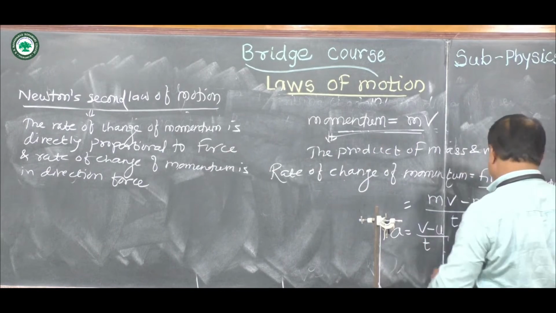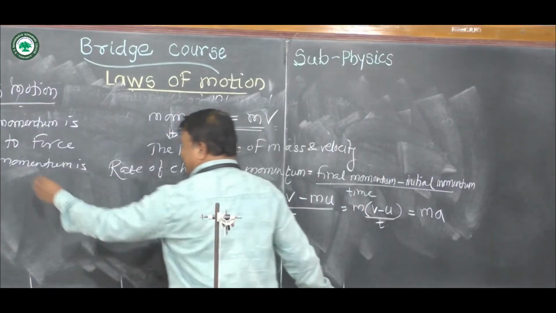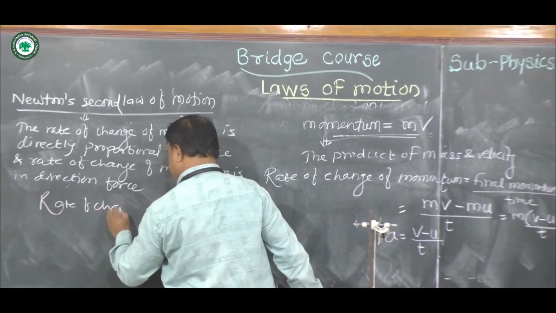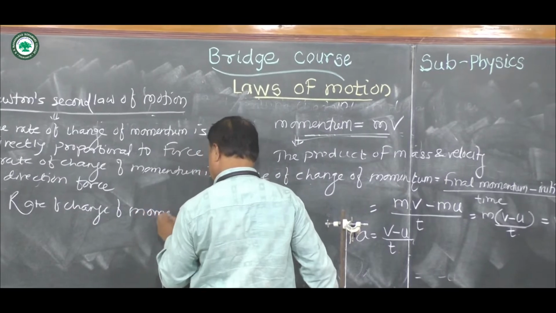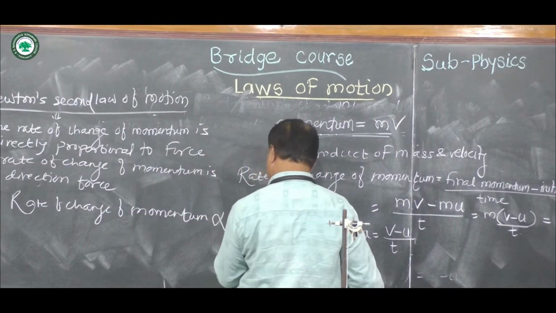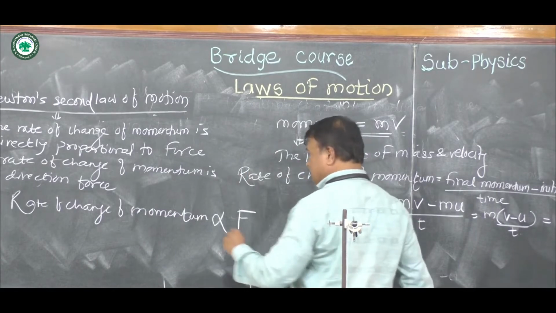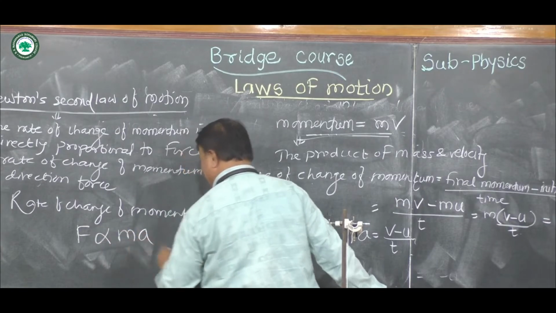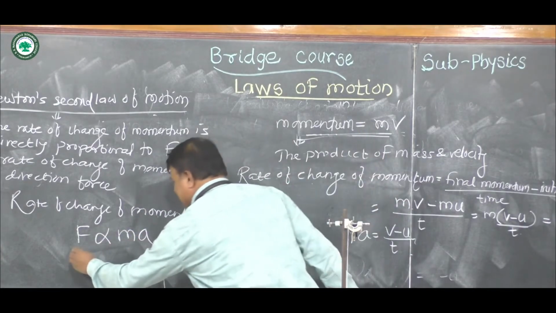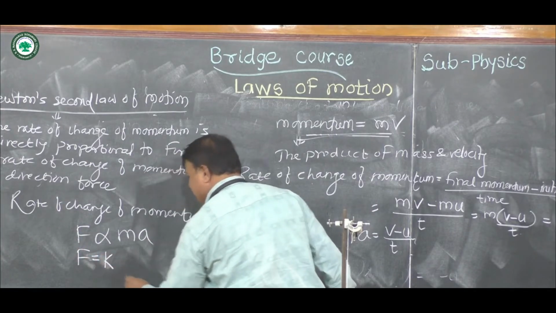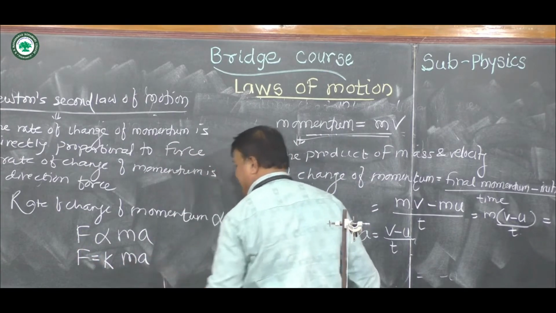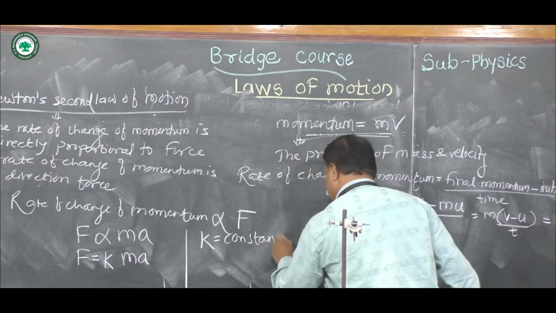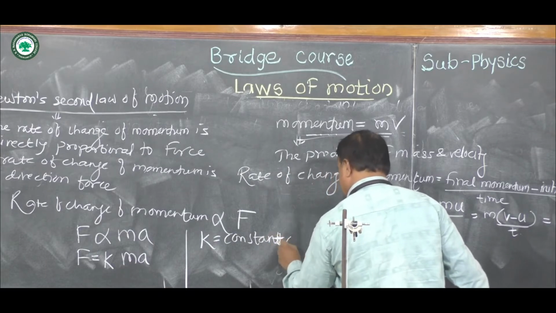But we know that the rate of change of momentum is equal to ma, and therefore according to Newton's second law of motion, the rate of change of momentum is directly proportional to force. But this rate of change of momentum is ma, so we get F is directly proportional to m into a, and finally F is equal to k into ma, where k is the constant of proportionality.